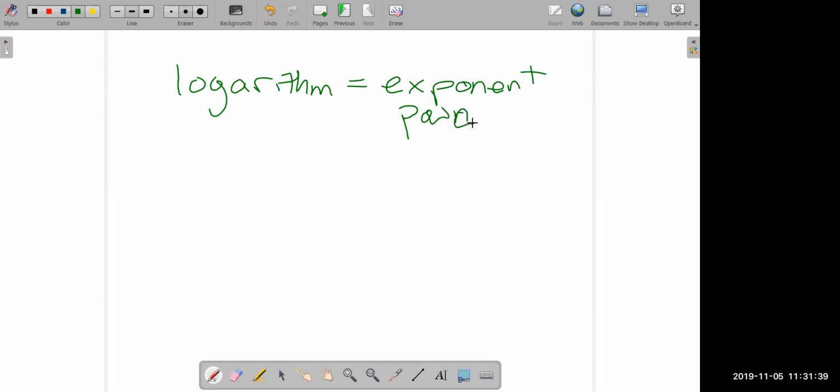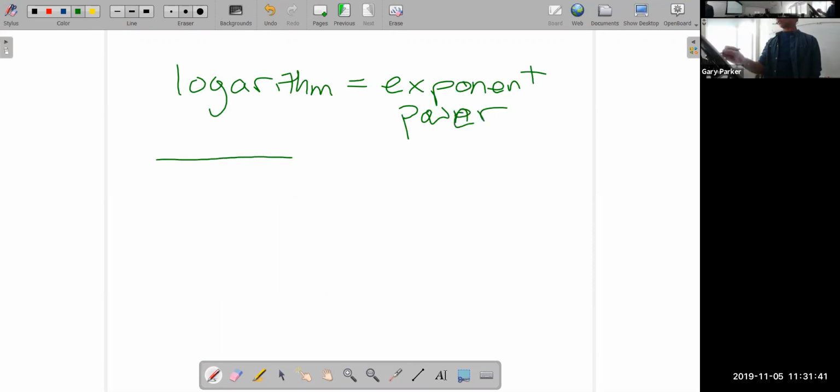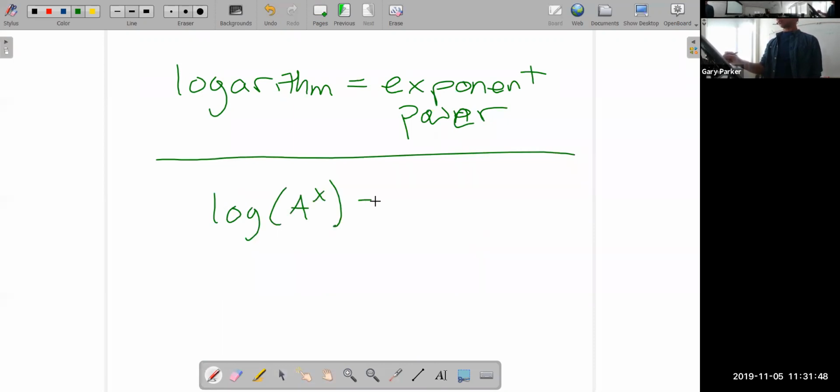Oops, that's me trying to spell power. There we go. The other important thing to know is that if you have a log of something that has a power, that power pops out as a multiple. Those are the 2 most important rules of the day. And they'll get us through this lesson right here. All right, so those are the basics of logarithms. Your goal right now is to jump into this assignment.